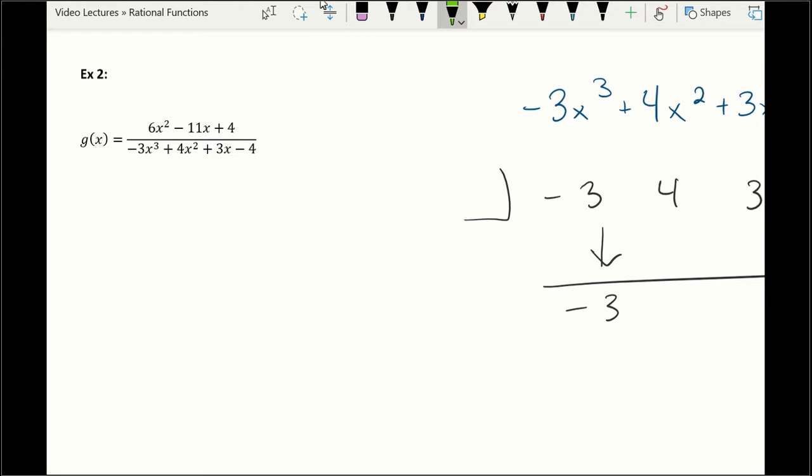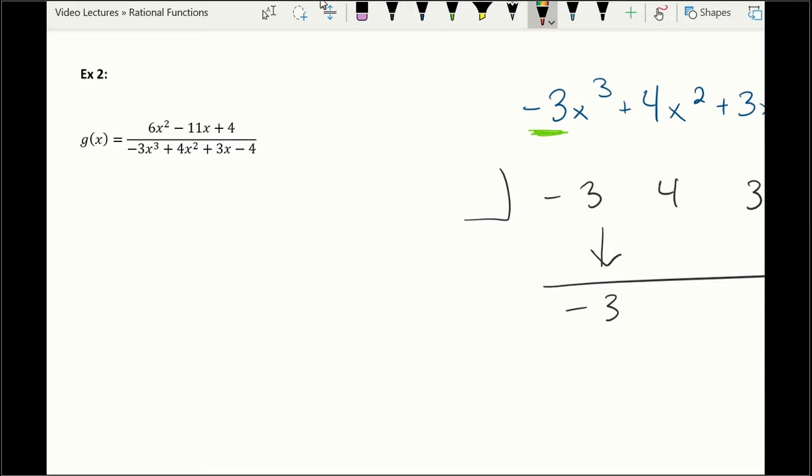Now, we have a lot more possibilities than that, but these integer ones are the ones that we're going to check first. Now, these other ones that we have, we get by dividing these possibilities by factors of 3. So not only do we have these, we also have 1/3, 2/3, and 4/3. A lot of possibilities, but again, we're going to start with these integers.